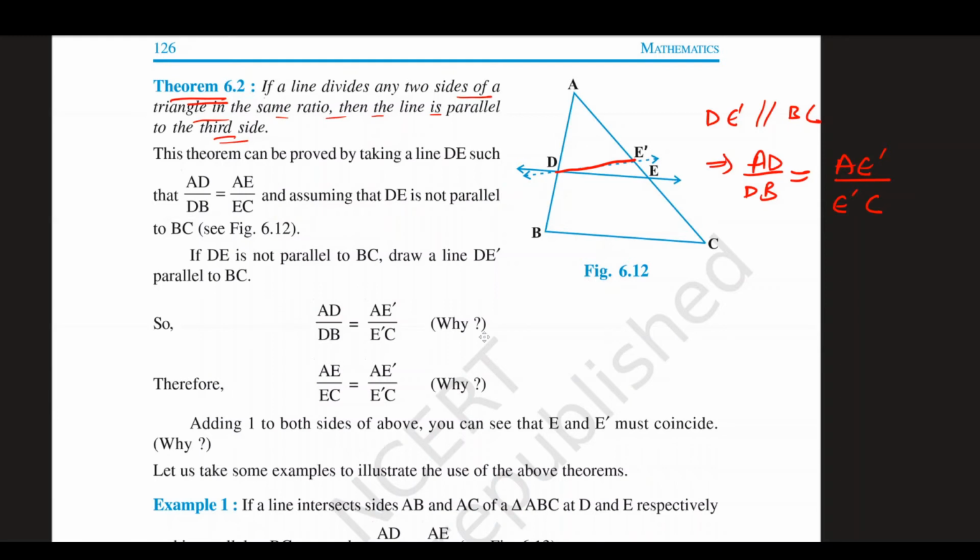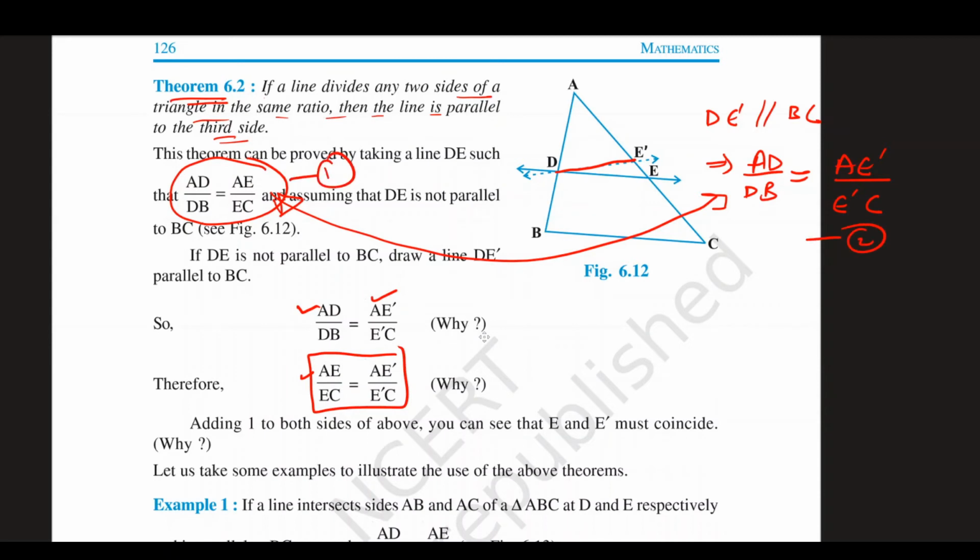But we are given this thing also. So equating these two equations, using equation number 1 and equation number 2, we get AE upon EC is equal to AE dash upon E dash C. Now just add +1 to both sides. We will be getting EC plus AE upon EC equal to AE dash plus E dash C upon E dash C.